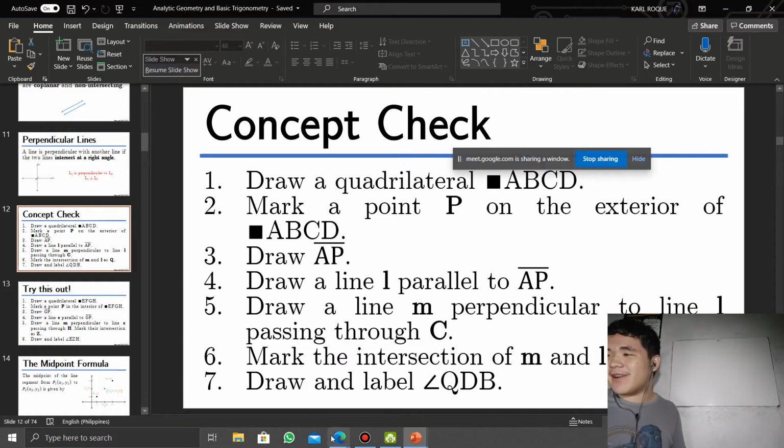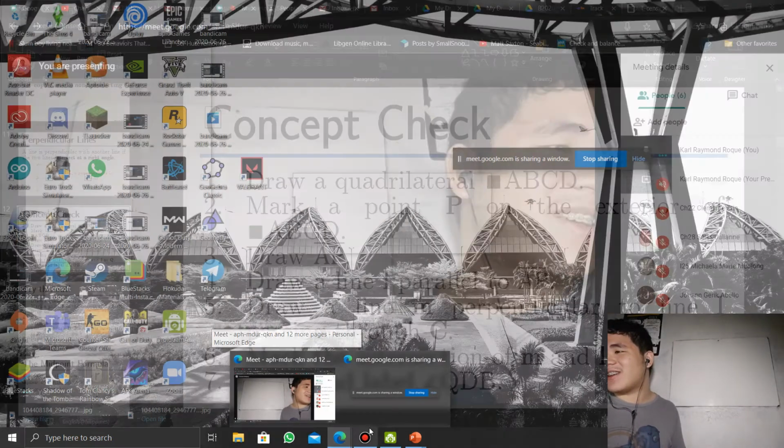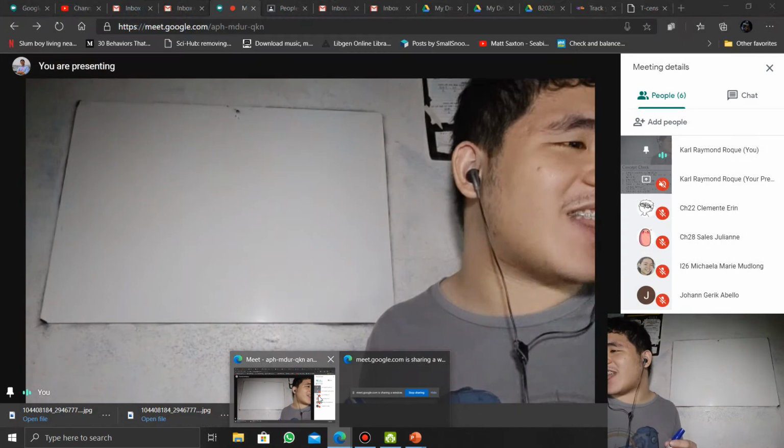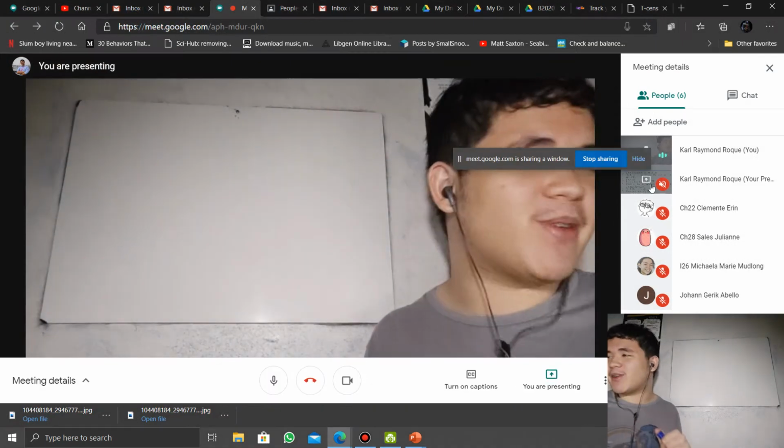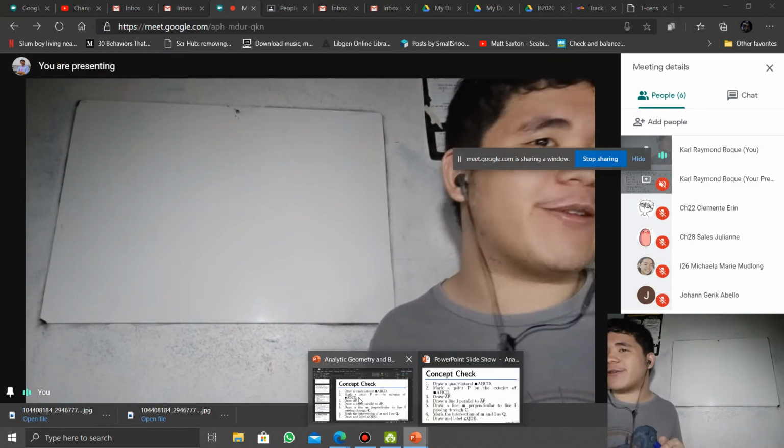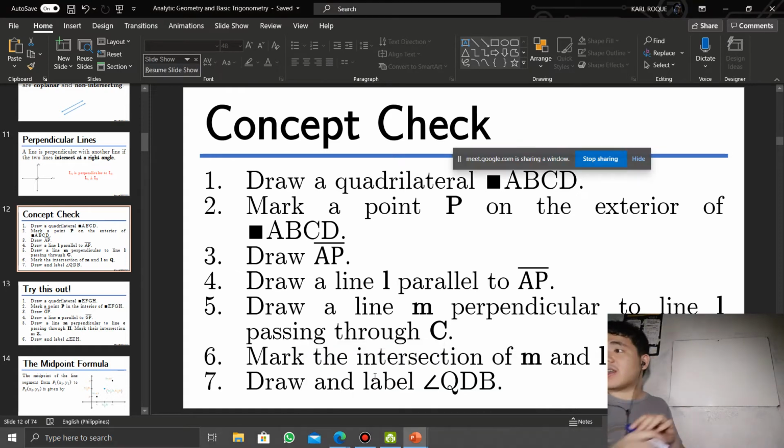So, first of all, let's try this. You can see the given in the slides. I've taught you how to do it in the walkthrough. First, draw a quadrilateral ABCD. This one we didn't discuss, but how do we draw one? Just simply draw any quadrilateral. Maybe a square, maybe a rectangle. Let's try one.